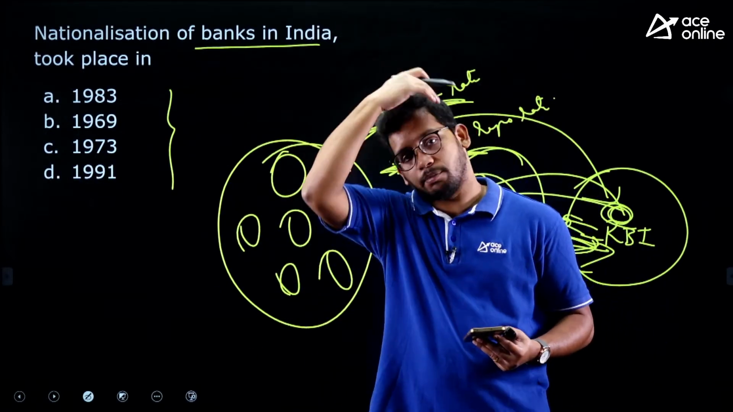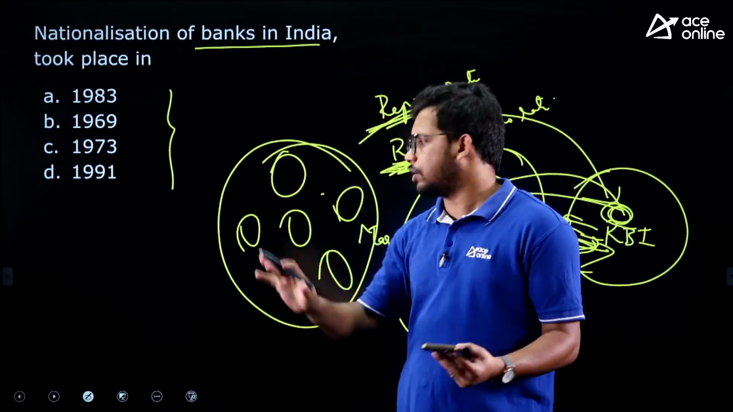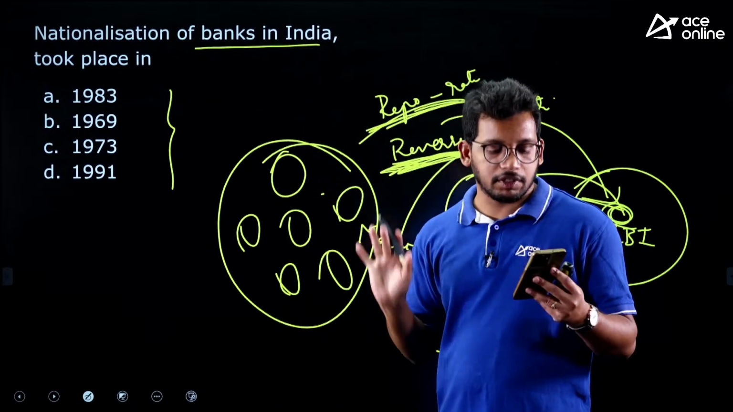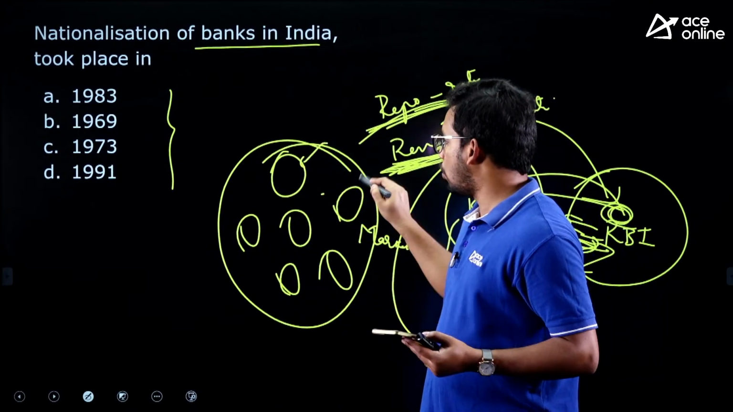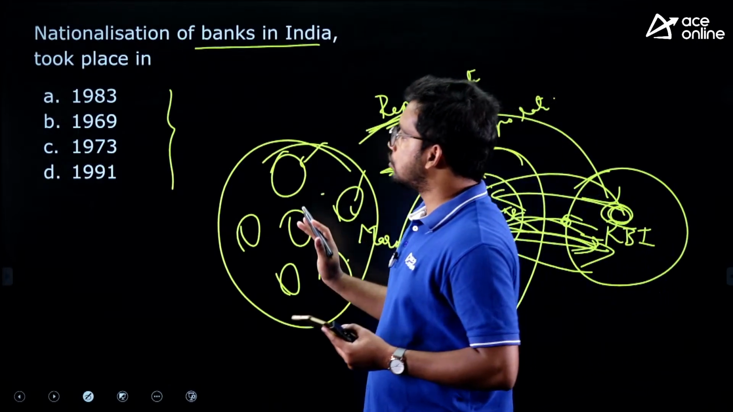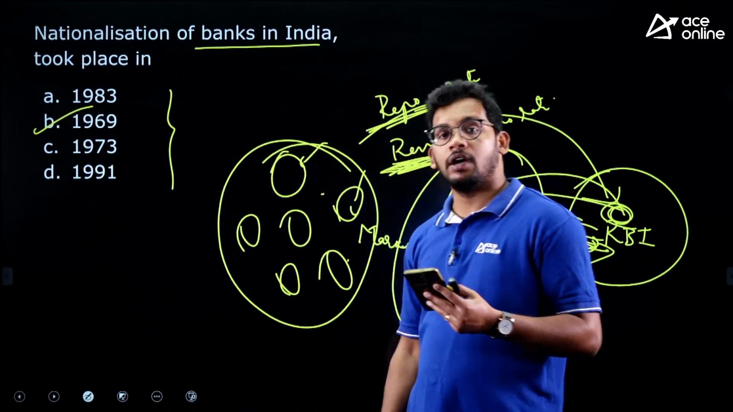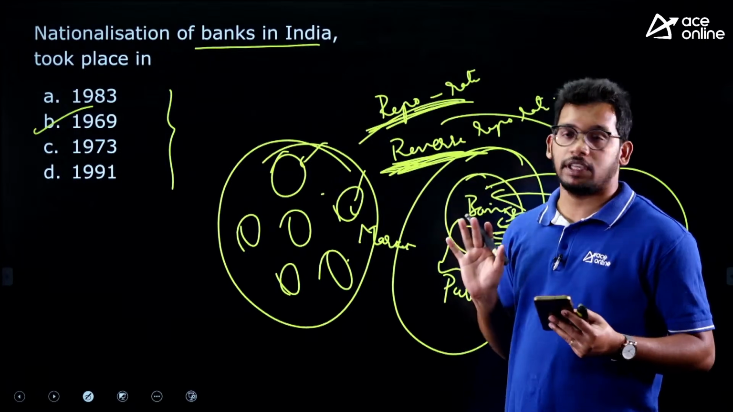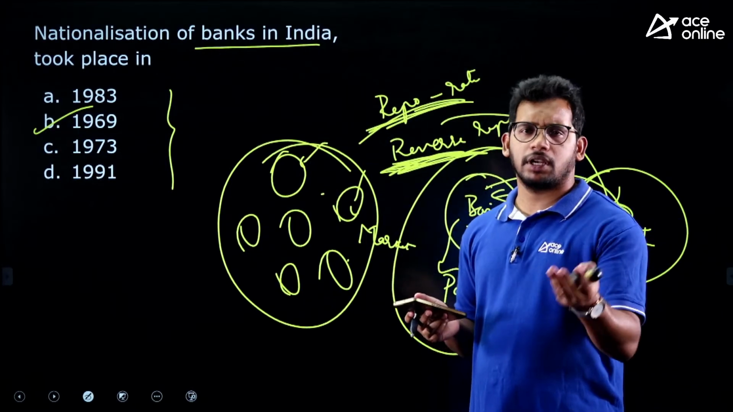They passed an act, the Banking Nationalization Act, and said that all the banks you are holding will become part of the government. We will pay money, of course. We will give the market value to all of you, but all the banks will now be in the hands of the government. This was done in 1969 during the prime ministership of Mrs. Indira Gandhi. This is also an important fact. Which prime minister did that? Something like that they may ask.